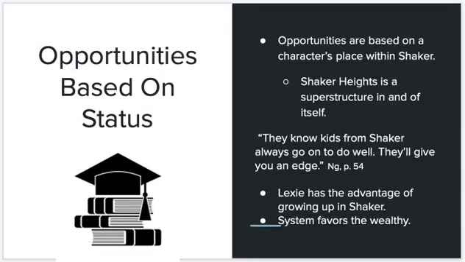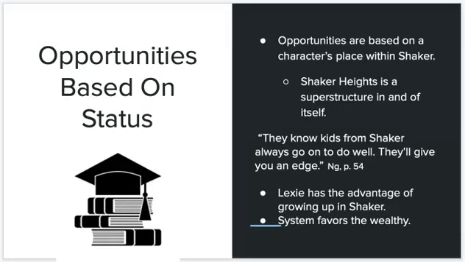So some characters are also granted specific opportunities because of their upper class status, opportunities that lower class characters do not have access to. There are certain privileges associated with being wealthy. In Little Fires Everywhere, that potential for advantage is represented by a character's place within the superstructure of Shaker Heights.